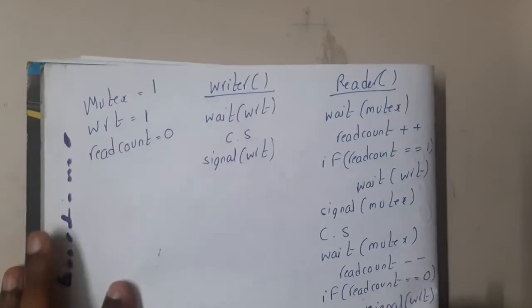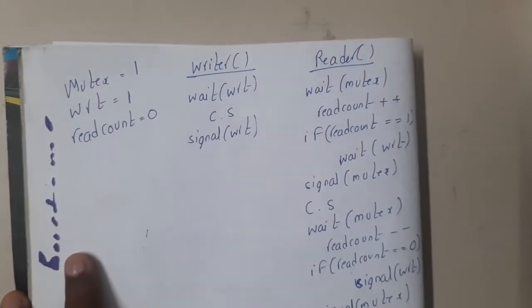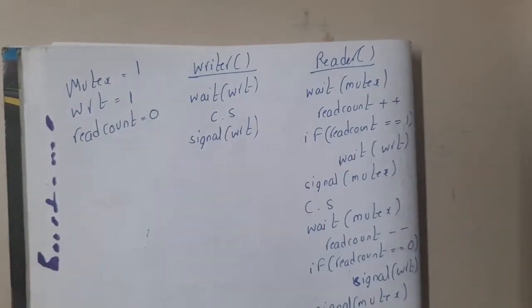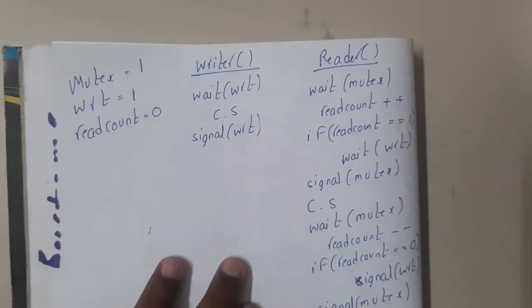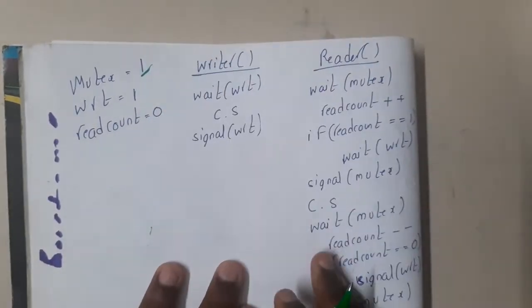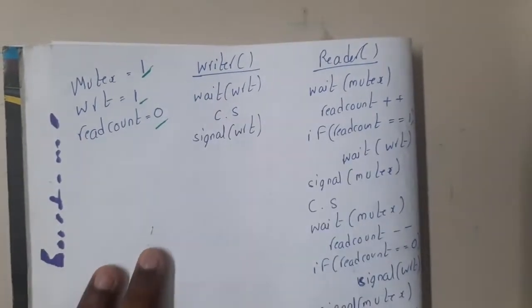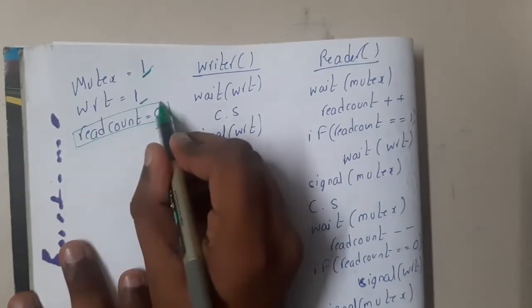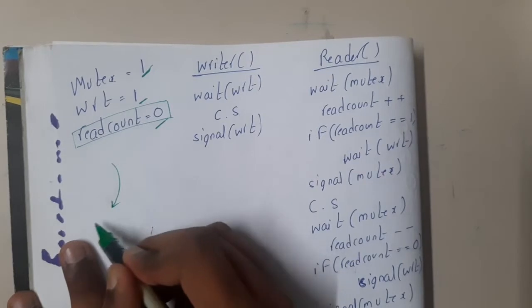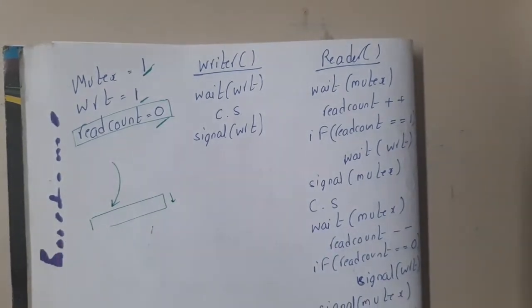Now, when it comes to the semaphore solution, observe it carefully. I'm directly going through the solution rather than asking you to brainstorm. Here we will be using three things: the first is a mutex, the second is wrt, and the third is a read count. Whenever a reader comes, he will increment the read count, and whenever a reader leaves, he will decrement it, so that we keep track of how many readers are reading the website.